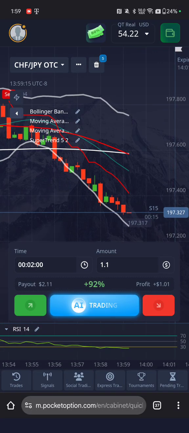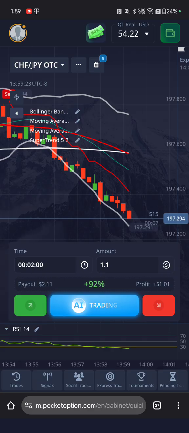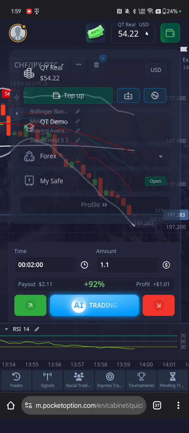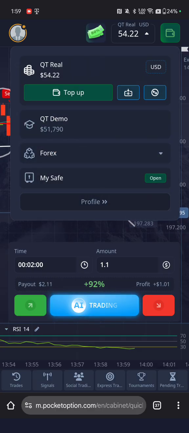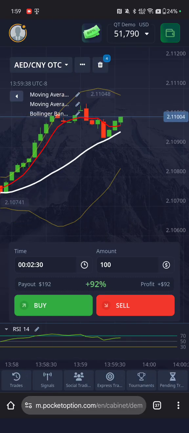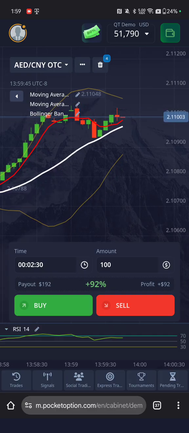Okay, we're going to look at the price all by itself. I don't want to remove all of my indicators, all these different lines that I have. So I'm going to go over to the fake account that we can use. Okay, QT demo, where we have $51,790. This is fake money. This is the money that they let us trade with just for fun.